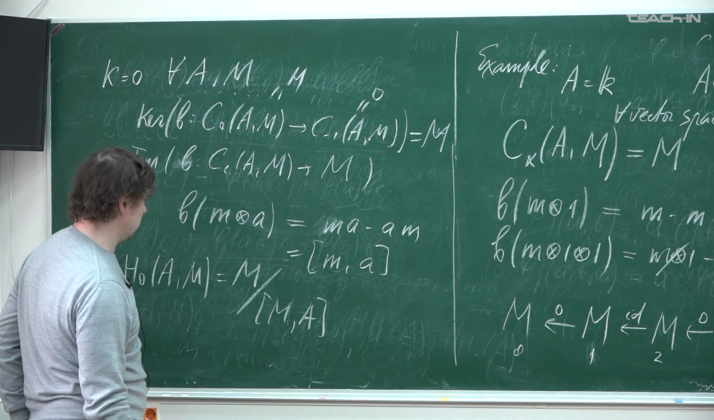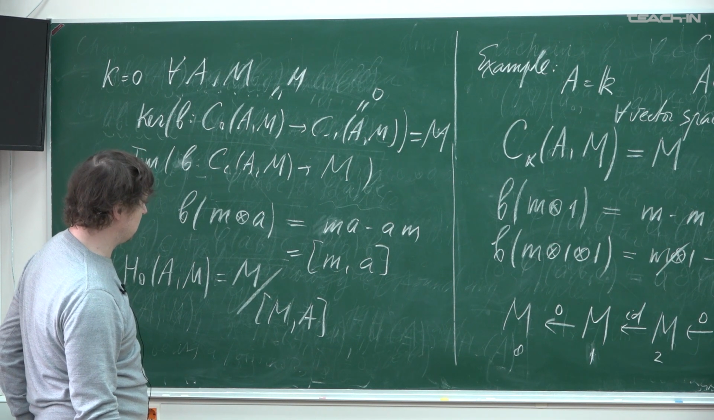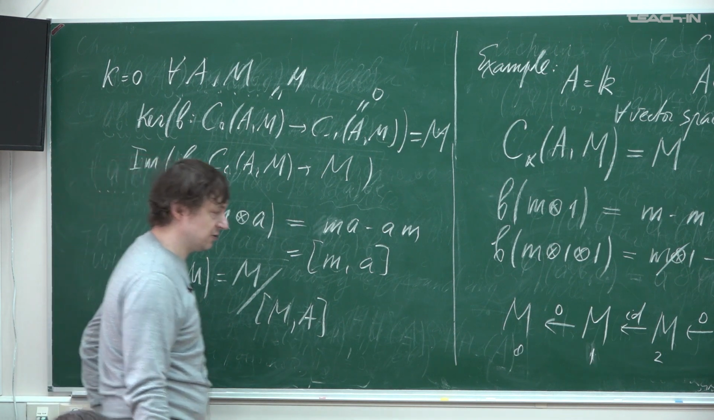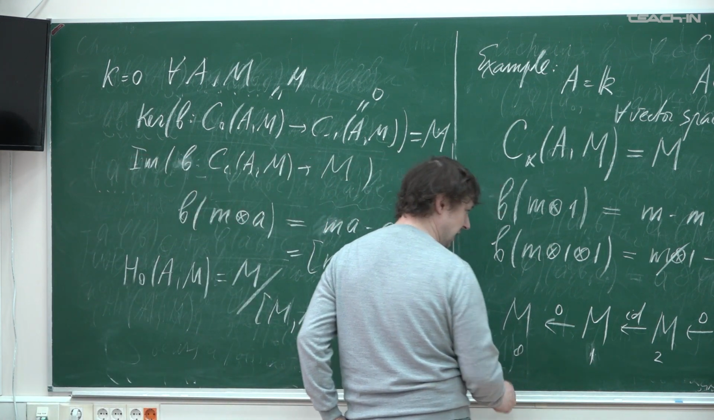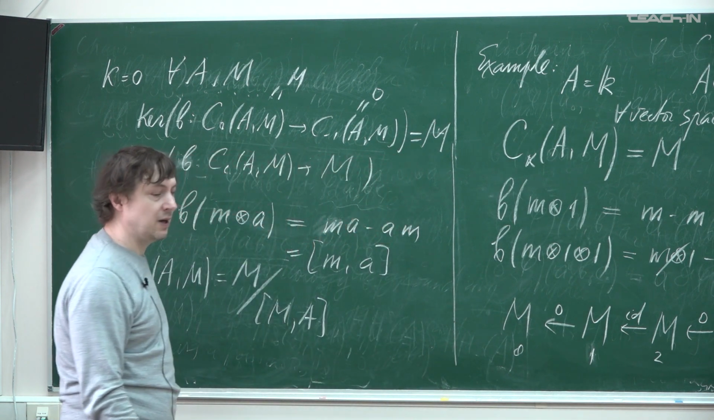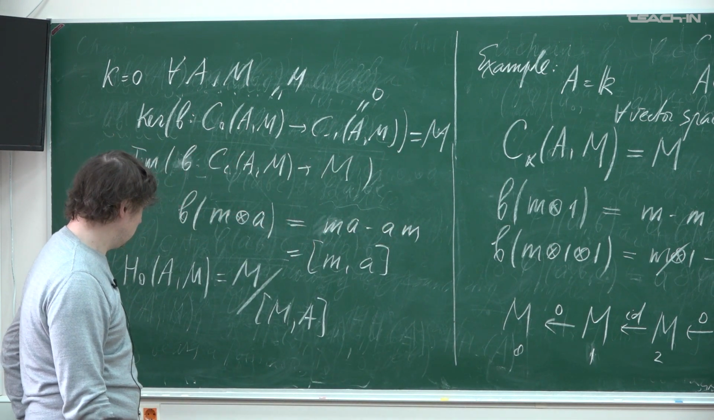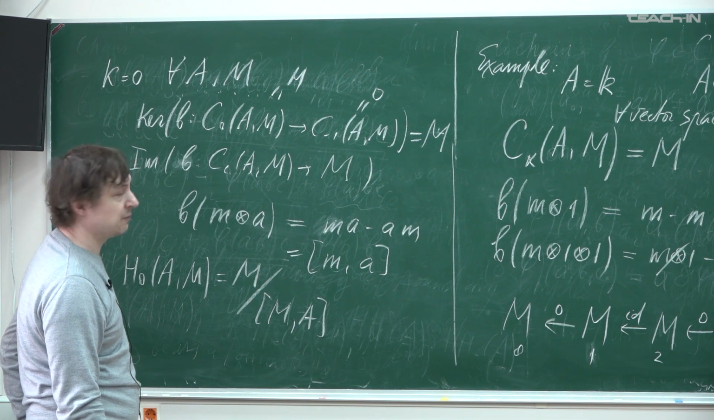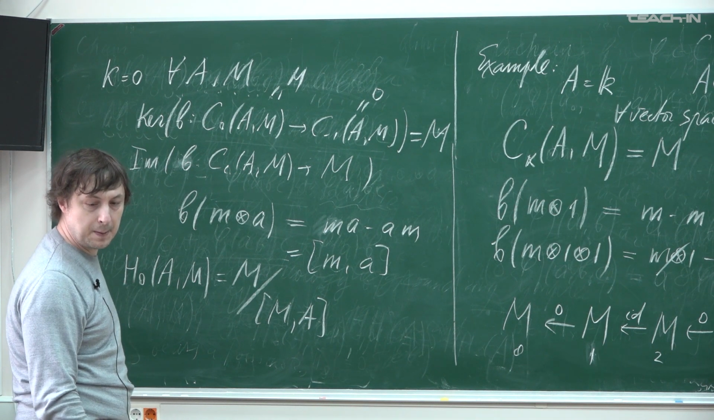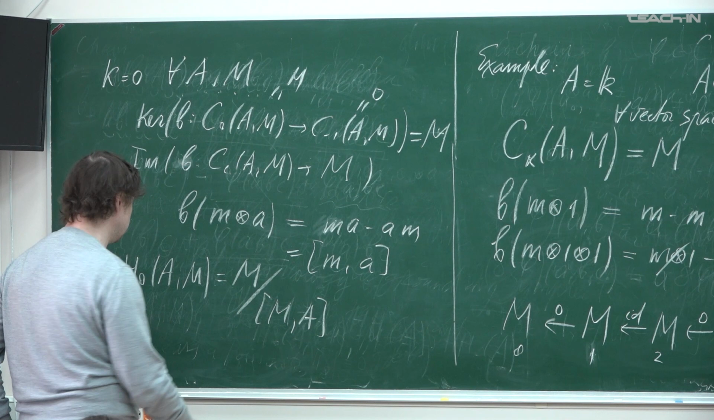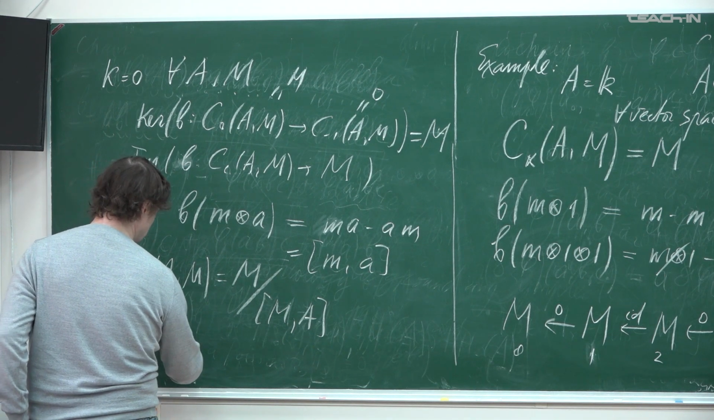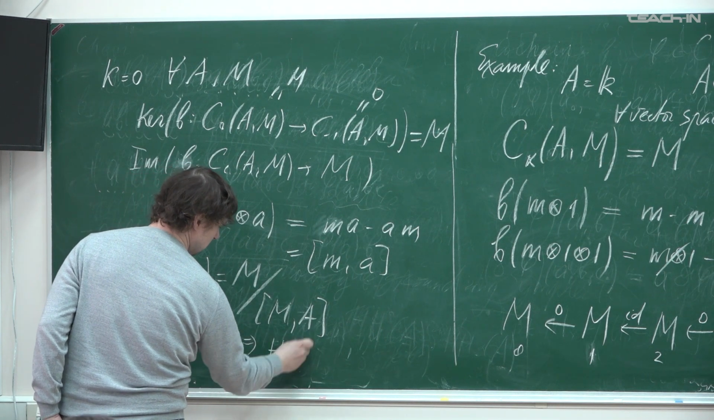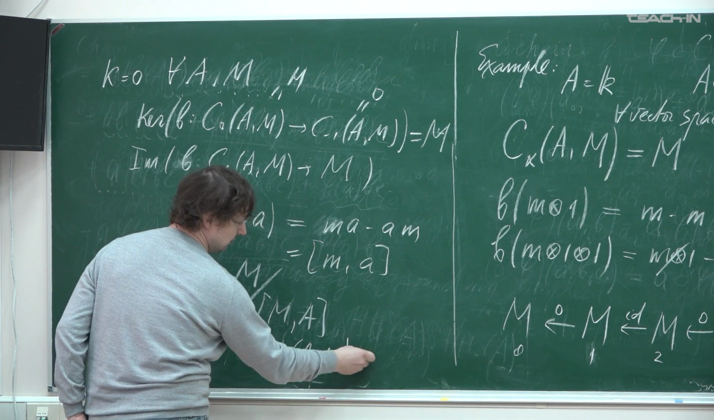Sometimes this space is called the space of universal traces or something like that. There are some special abbreviations, but of course, the actual size of the space depends very much on the way the product in M is done. For instance, if am is always equal to ma, then H_0 of (A,M) is equal just to M.